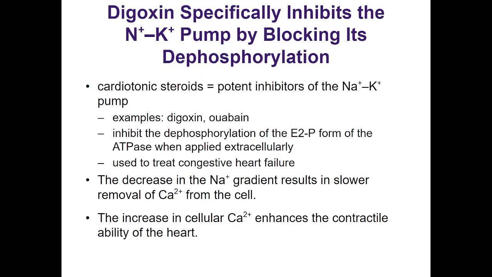Okay, so digitoxin is going to specifically inhibit the sodium-potassium pump. This is actually going to work by blocking its dephosphorylation. So cardiotonic steroids are going to be potent inhibitors of the sodium-potassium pump. Some examples are digoxin and ouabain. I always have trouble with that. That's my accent. The ouabain, okay? Ouabain. Anyways, it inhibits the dephosphorylation of your E2P form of your ATPase when applied extracellularly.